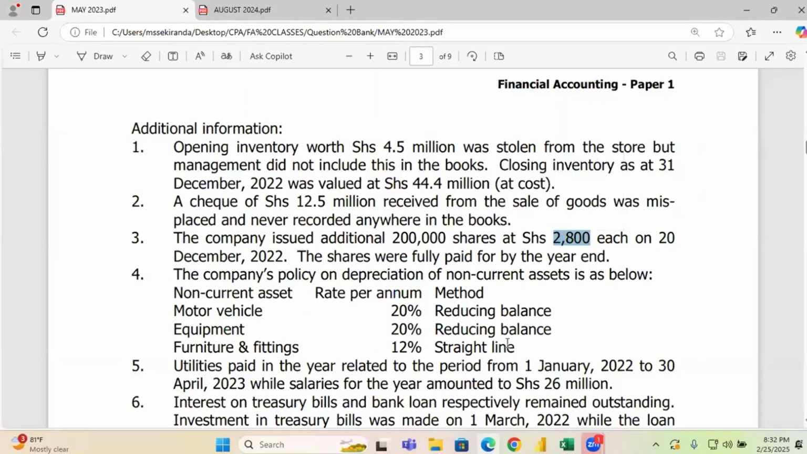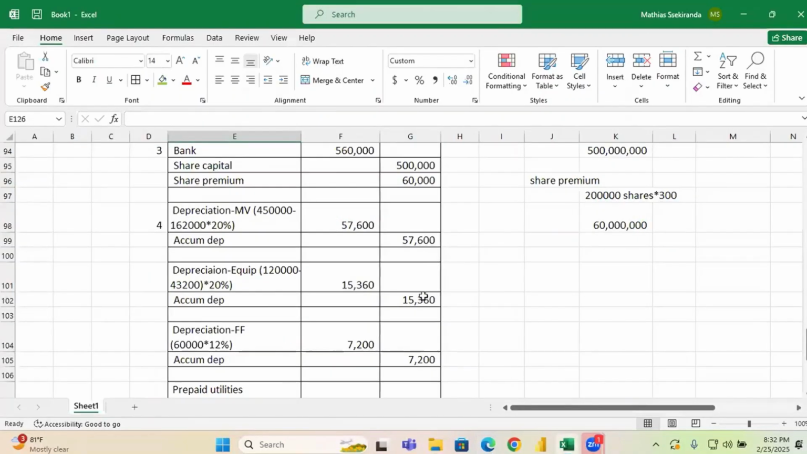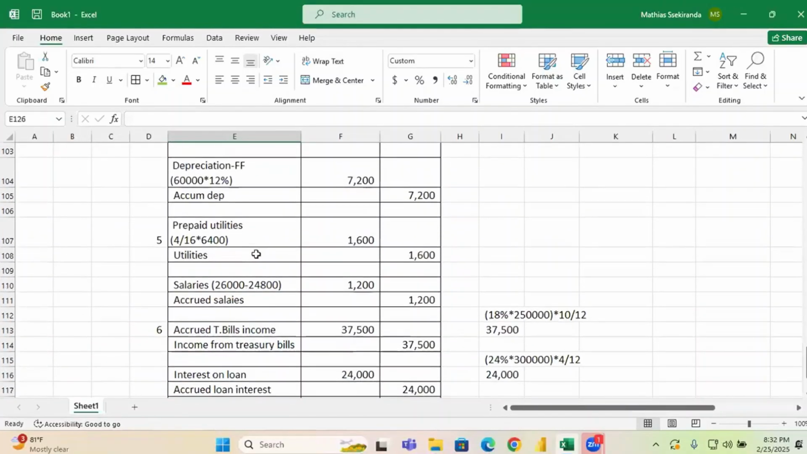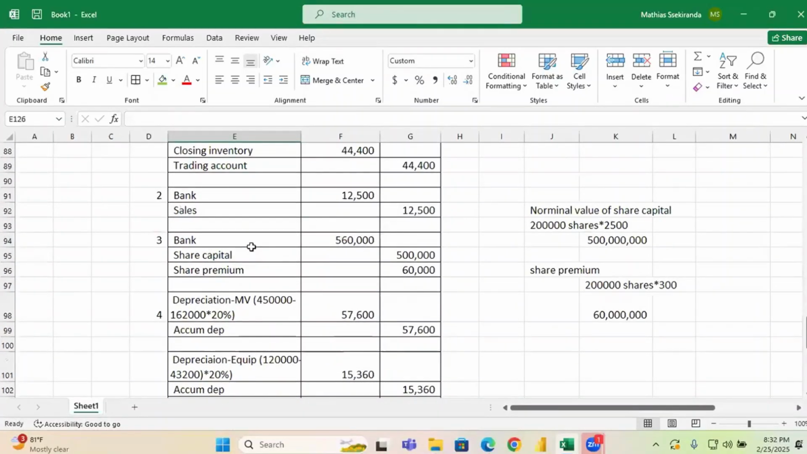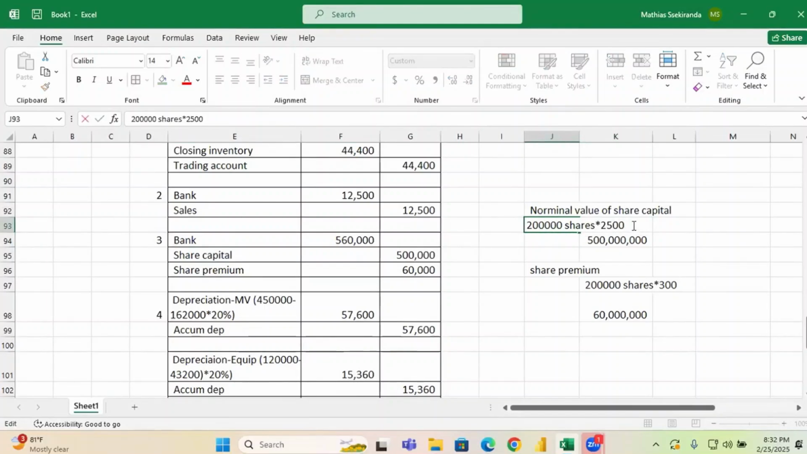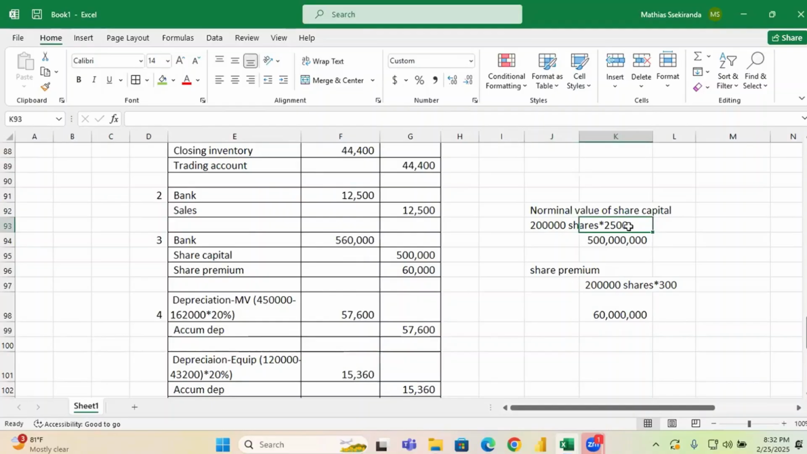That's why when we were computing the amounts received from the shares, I treated them separately. The share capital is what was calculated at 2,500 because that is the nominal value. And then we calculated the premium separately to show you that these 200,000 shares are also issued at 2,500. Are we together? Getting it. I get.